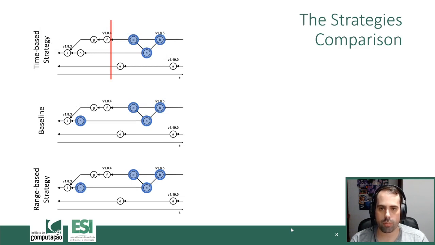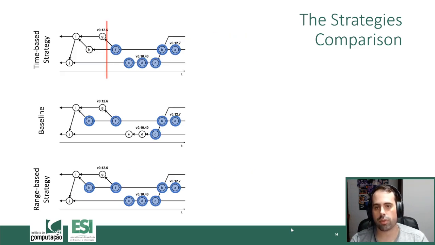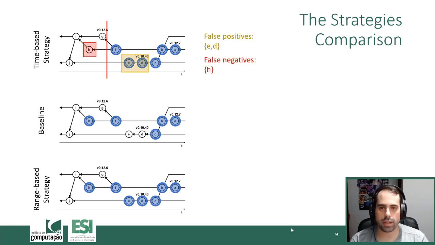Now, we can compare the strategy with the baseline, and we can find the false positives and false negatives. Hence, we can calculate the precision and recall for each strategy. In the sample from D3.js, the time-based strategy found one false negative. The range-based strategy matched perfectly. In the sample from Node.js, the time-based strategy found two false positives and one false negative. The range-based strategy found two false positives.